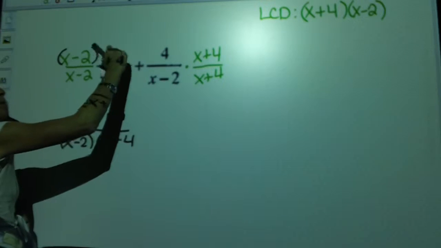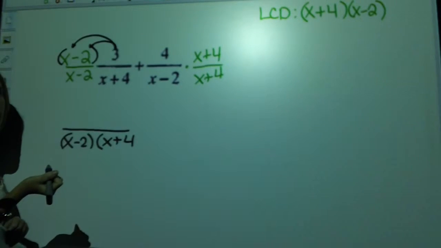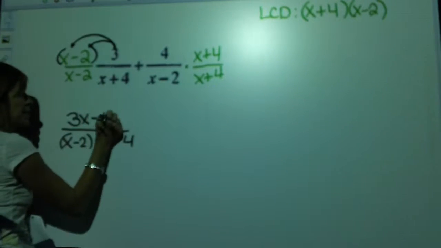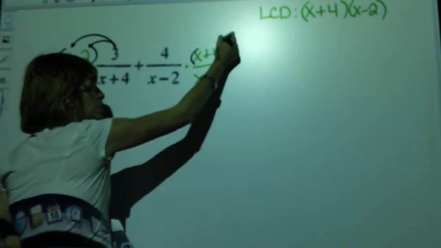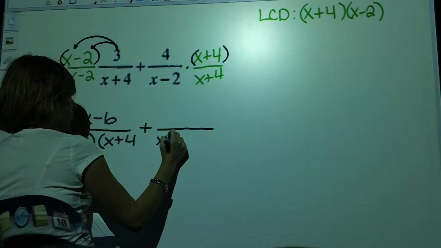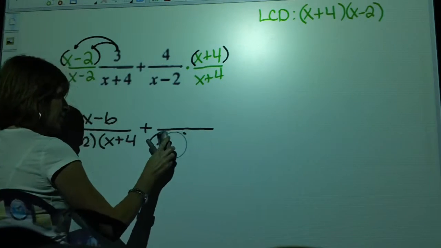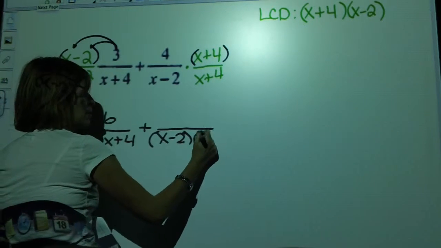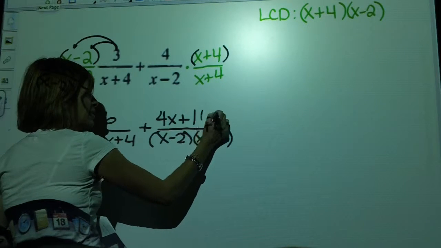But this 3, we want to make sure we distribute through the parentheses to each of the terms in that binomial. So we're going to get 3x minus 6. Same thing on the other side. We have 4 being multiplied to an expression with addition and subtraction, so we don't want to forget to distribute. Oops. I did that backwards. It doesn't matter, but I want to write it the same way. So x minus 2, x plus 4, and the numerator then becomes 4x plus 16.